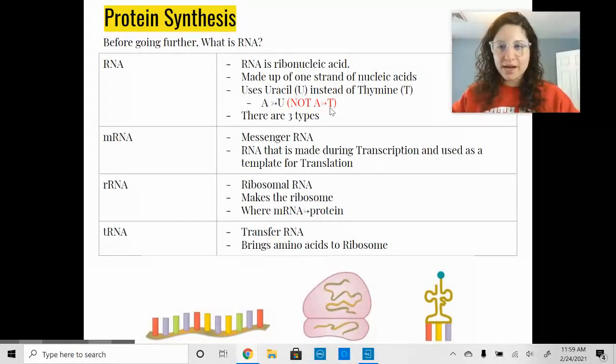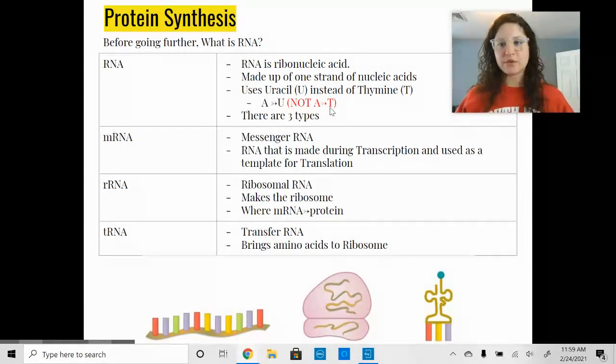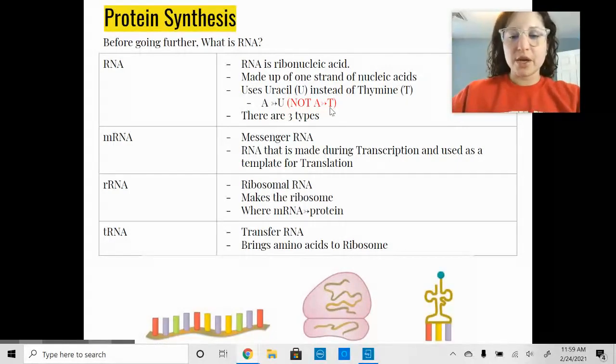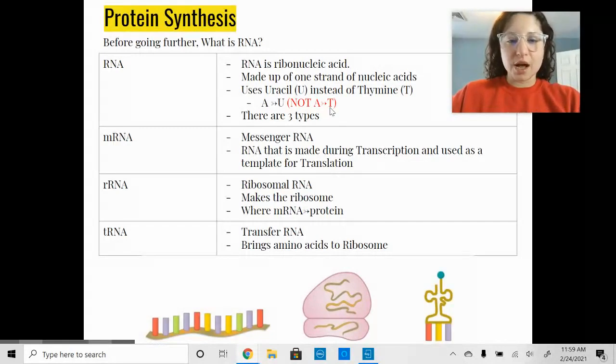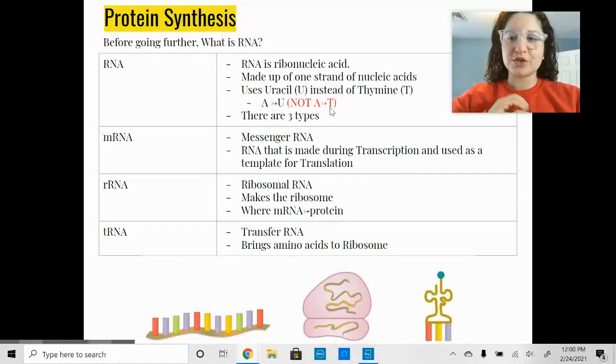Next up, we have rRNA, and rRNA stands for ribosomal RNA, which means that this type of RNA makes the actual structure of the ribosome, which is one of the cell organelles that we looked at when we were looking at cell organelles. So ribosomes are actually made out of RNA, and this is also the location of translation. So remember, ribosomes, they can be free floating inside the cytoplasm of the cell, or they can be attached to the rough endoplasmic reticulum of the cell. Either way, they're made of RNA, and this is where the actual translation process takes place.